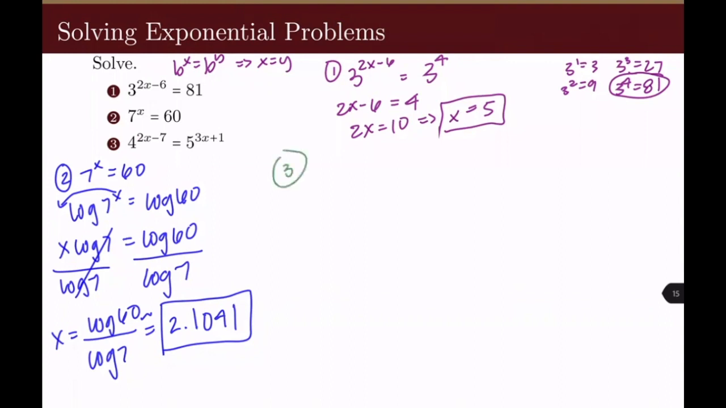And lastly, number 3. Number 3 is going to be a little more complicated because we have base 4 and base 5. What I'm going to do first is take the natural log of both sides. So I'll have ln of 4 to the 2x minus 7 equals ln of 5 to the 3x plus 1. You can always take the log of both sides of any equation. Similarly, you can always multiply both sides of an equation by 2. You can always add 1.